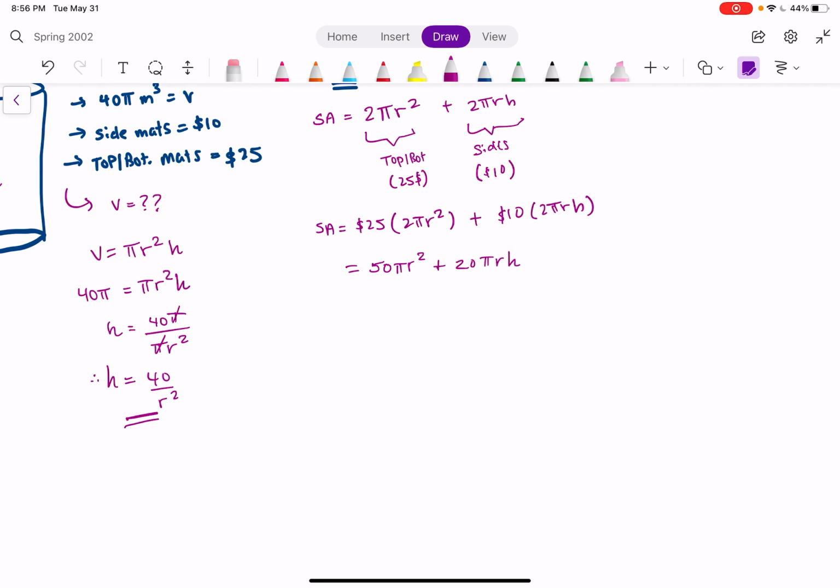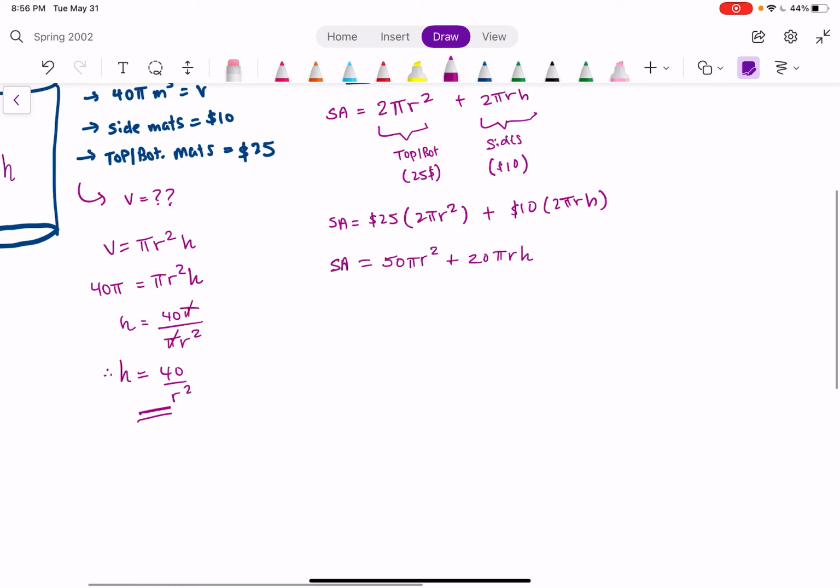Now that we have this, we know the cost equation looks like this. We can replace this h right here with 40 over r squared. So now our new formula is going to be 50 pi r squared plus 20 pi times h, which is 40 over r squared.